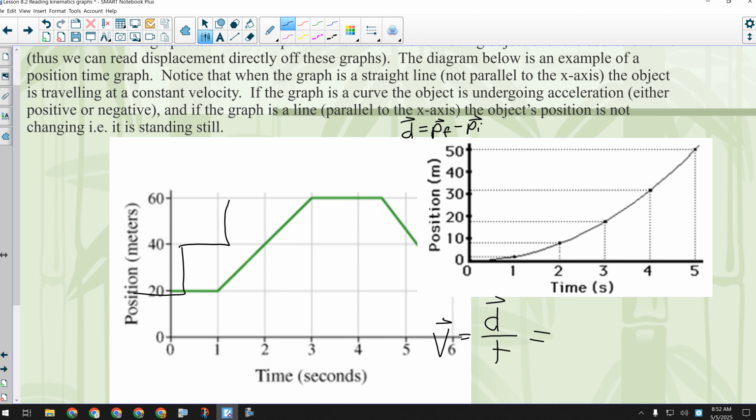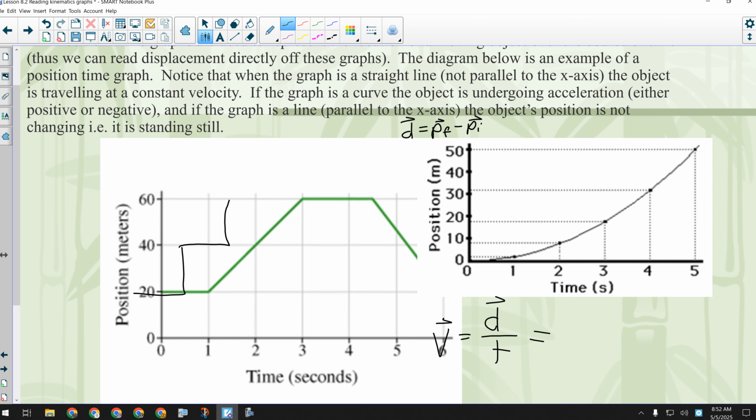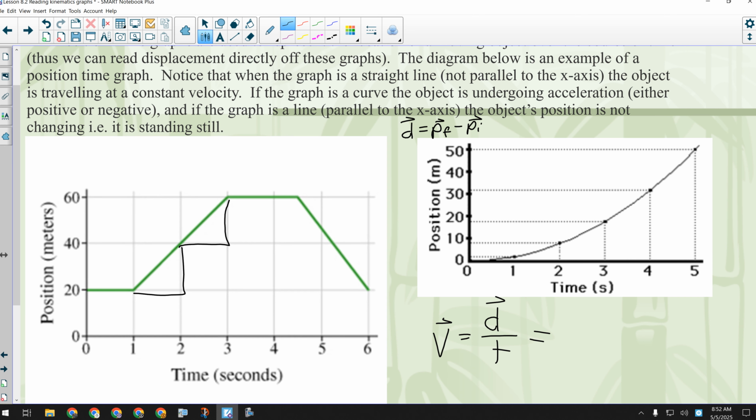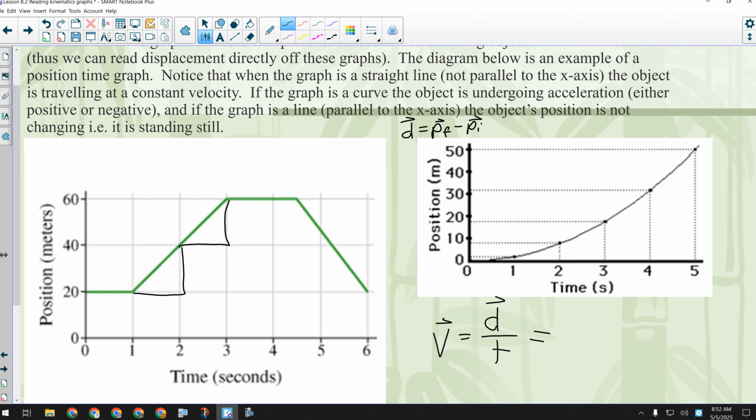Okay, can I read position right off of this graph? I can. So could I calculate the displacement of this object between 1 and 3 seconds? I can. Its final position is here, 60 meters. Its initial position at time 1 second is 20 meters. 60 minus 20 is 40. So it went 40 meters. It displaced itself 40 meters in a forward direction during that time.